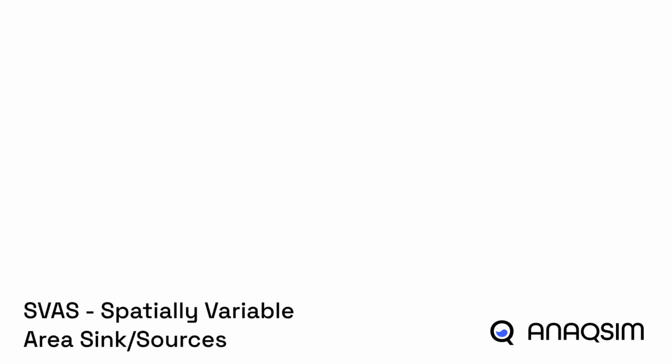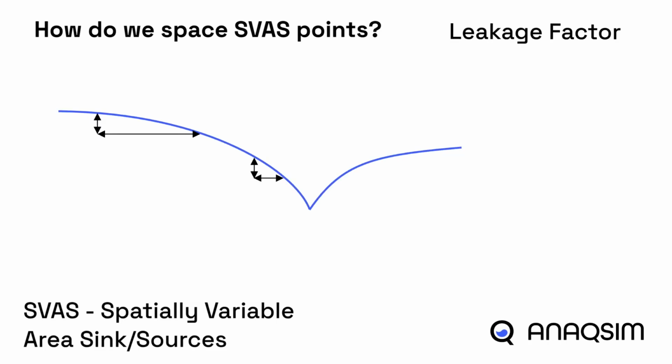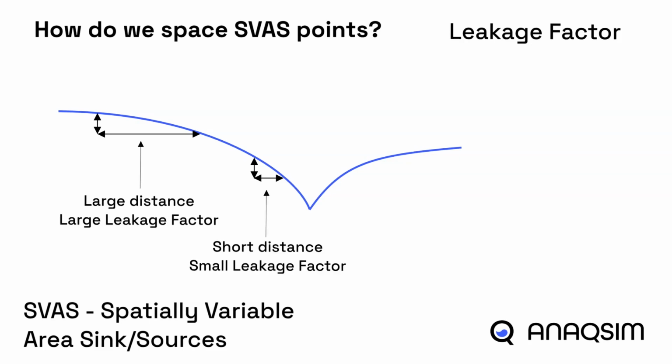When placing SVAS points, we don't want to just guess at how to space them. Instead, we can use something called the leakage factor to guide us. So, what is the leakage factor? In simple terms, it defines the simulated horizontal distance within which we expect substantial changes in groundwater levels due to vertical flow.